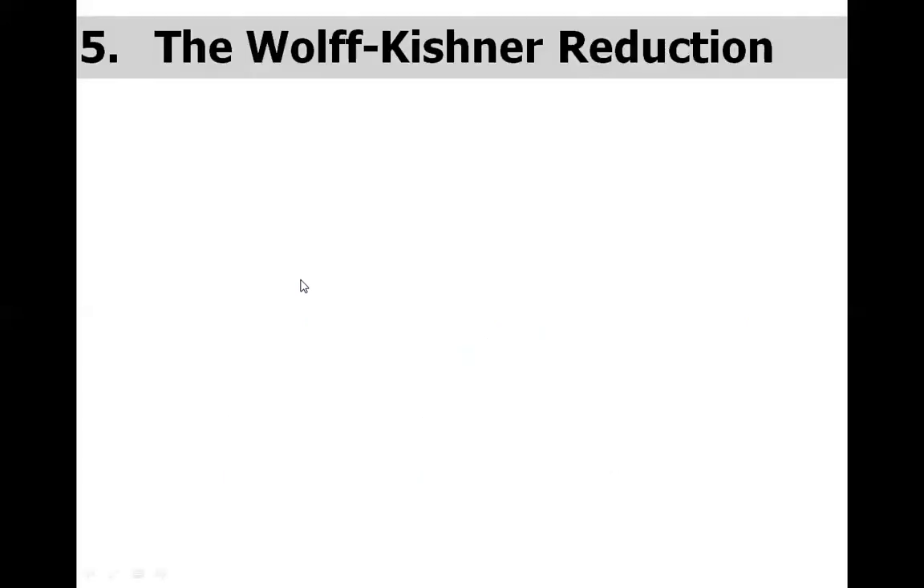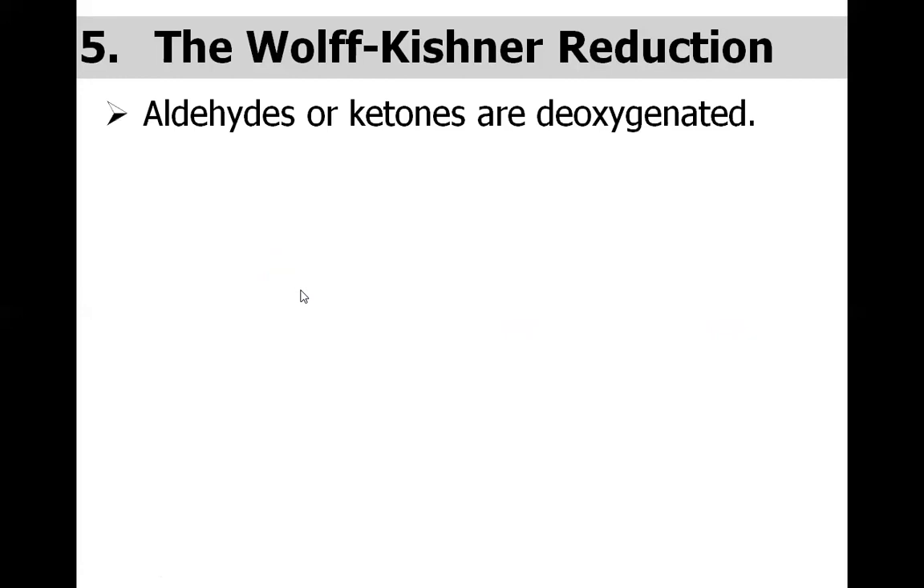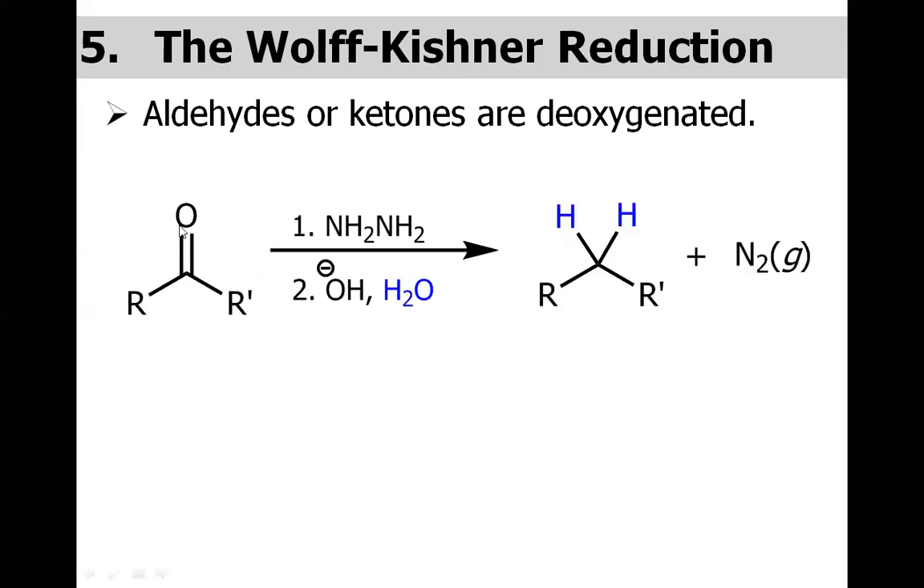Now let us discuss the Wolff-Kishner reduction, in which we have the deoxygenation of the aldehyde or ketone. Deoxygenation means the removal of this oxygen from the carbon, and we have the entry of two hydrogens. So this is also called the reduction, but it's better not to use the term reduction, because in reduction we have one level down, that is the ketone is reduced to the alcohol, but here two levels are down, so it's better to call it deoxygenation, although the name has the word reduction.